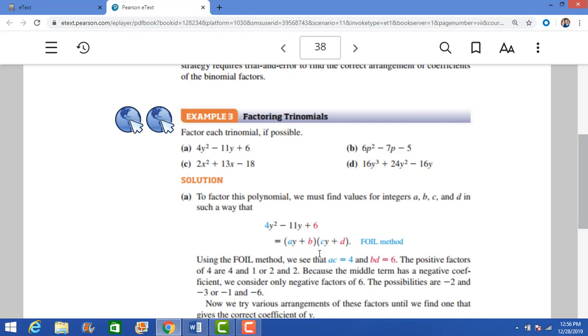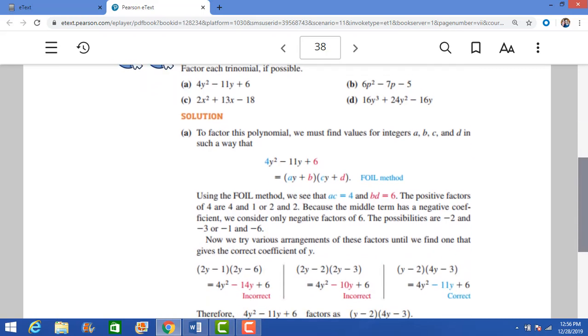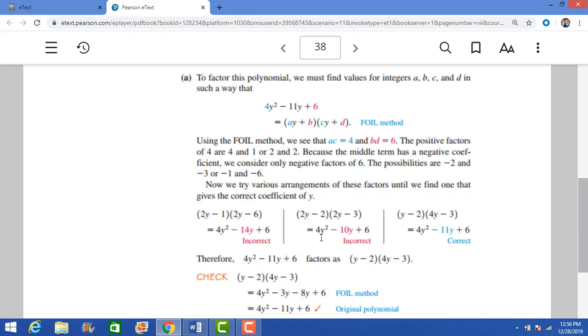How do we get the middle term? It's going to be B times C plus A times D. So this is where the trial and error comes in. We try 2 and 2 here, and -1 and -6 here. Didn't work. We got a -14. We need to get a -11. Let's try 2 and -2, and 2 and -3. Nope, didn't work.